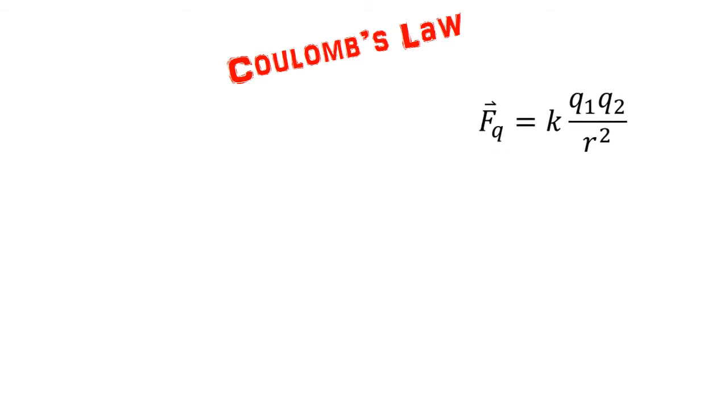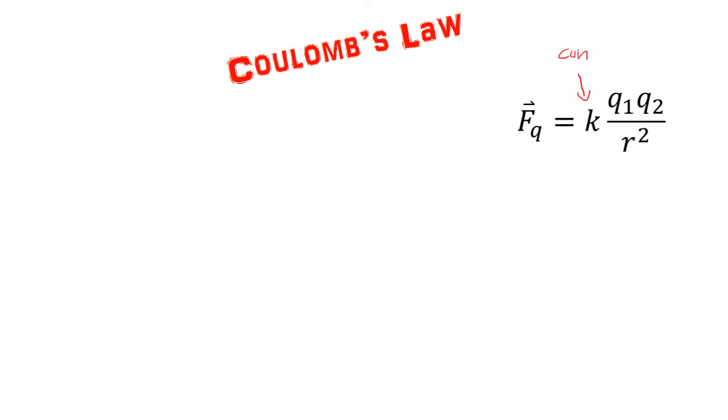So let me write that over here on the side. We're going to have K, which is a constant, which I'm going to give you that number in a second. This is the charge of object 1, and this is the charge of object 2, or particle 2, or whatever you're looking at. So charge 2. And then this down here is simply the distance between them.